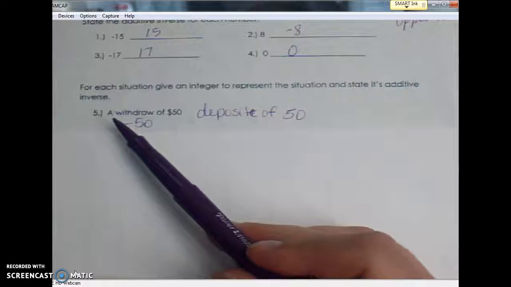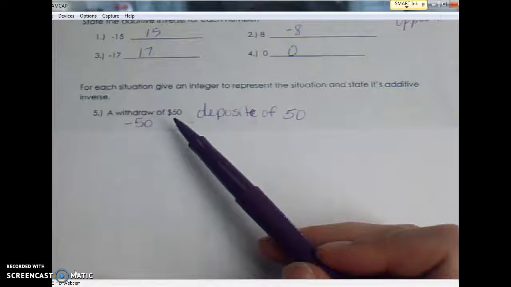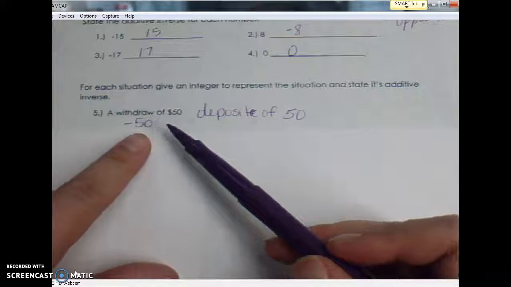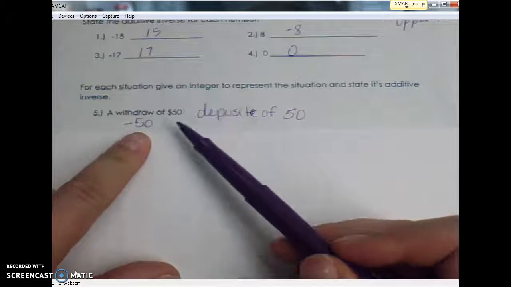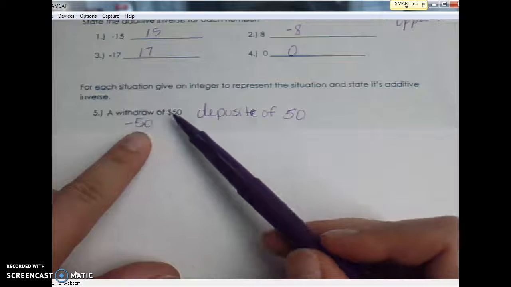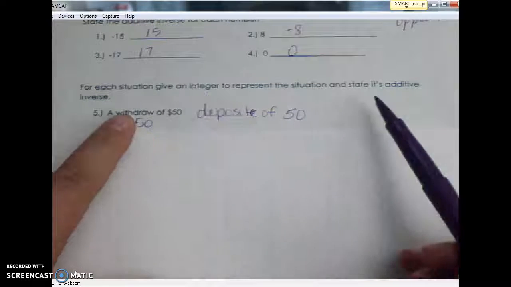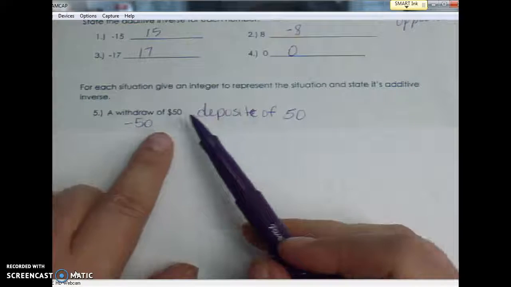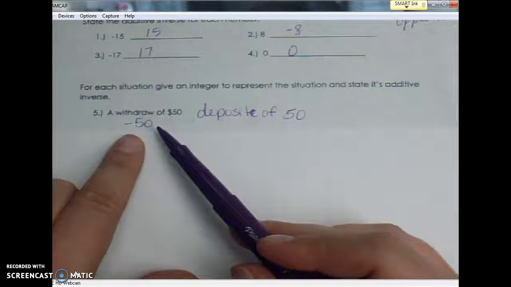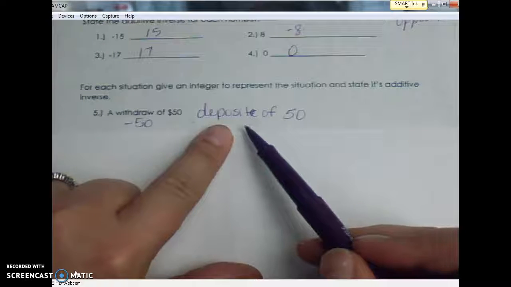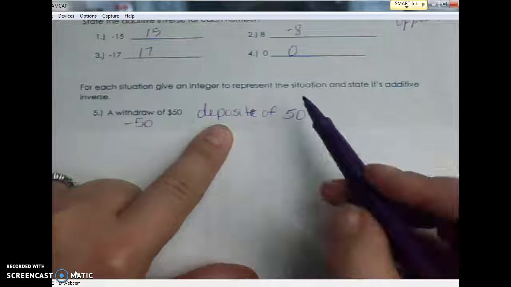So if I wanted to show a withdrawal of $50, withdrawal is when you take money out of the bank. And our integer is going to show what's going to happen to that bank account. So a withdrawal of $50 is going to be a negative 50. What would be the additive inverse to that? What's going to undo that negative 50 or be the opposite of a withdrawal? It would be a deposit. You put money into the bank account. So that would be a deposit of $50.